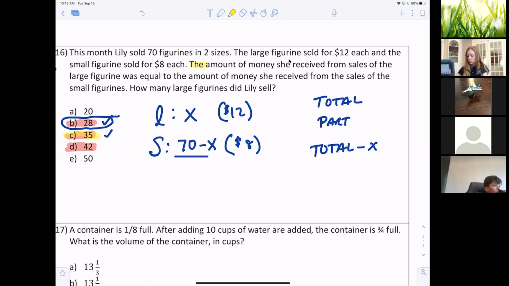Now listen to me. What does X represent? That represents the total number of large figurines you sold. And if each figurine sells for $12, how much money are you going to make? Say it again loud, I can't hear you. Yes, X times 12. So she's going to make 12 times X. That's how much money she makes. Now, keep going.